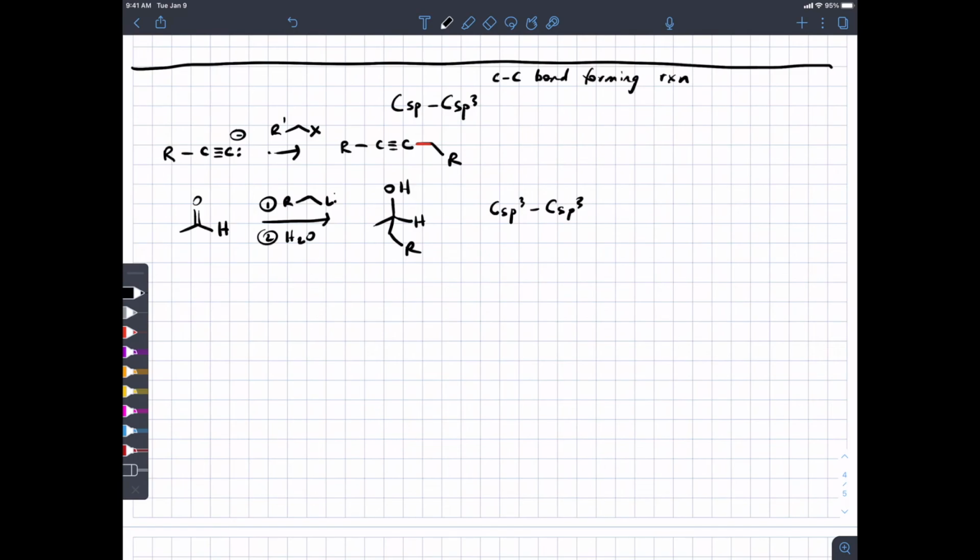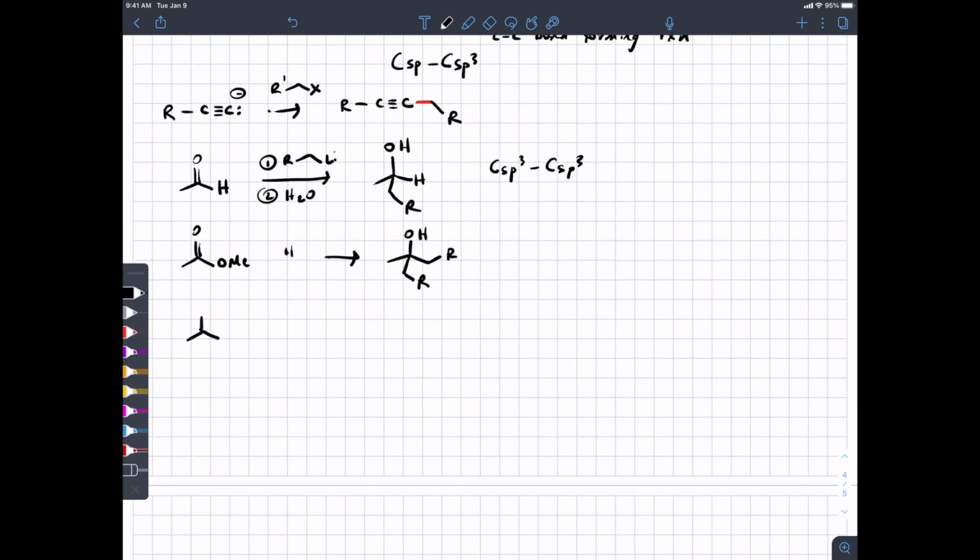And then, of course, we'll do the similar thing if we start with an ester and use the same conditions, only we will get the tertiary alcohols. So we can make two new carbon-carbon bonds at the same time, provided we start with an ester. Starting to look vaguely familiar-ish.